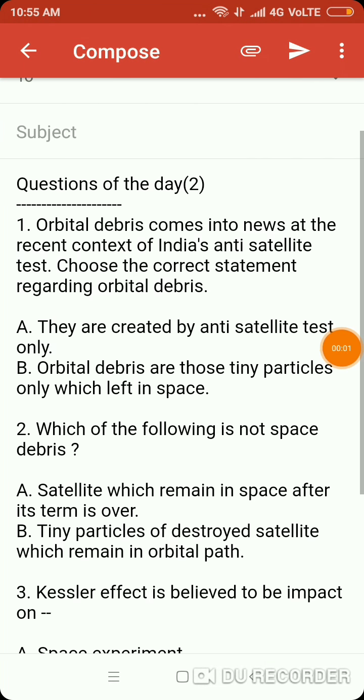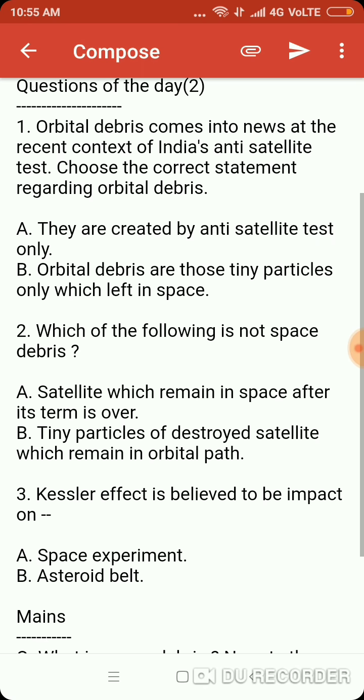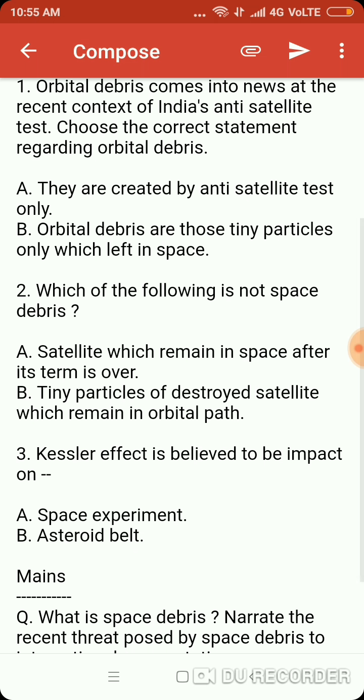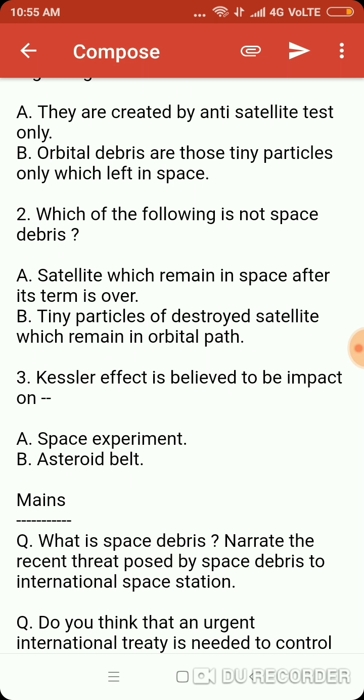So coming to the questions, we can find some questions for prelims and mains from this topic. Question number 1. Orbital debris has come into the news in the recent context of India's anti-satellite test. Choose the correct statement regarding orbital debris. They are created by anti-satellite tests only. Orbital debris are only those tiny particles which are left in space. I have not given the options here to sharpen your objectivity, so you find out which option is true. It might be all, or none. Give your answer in the comment box.